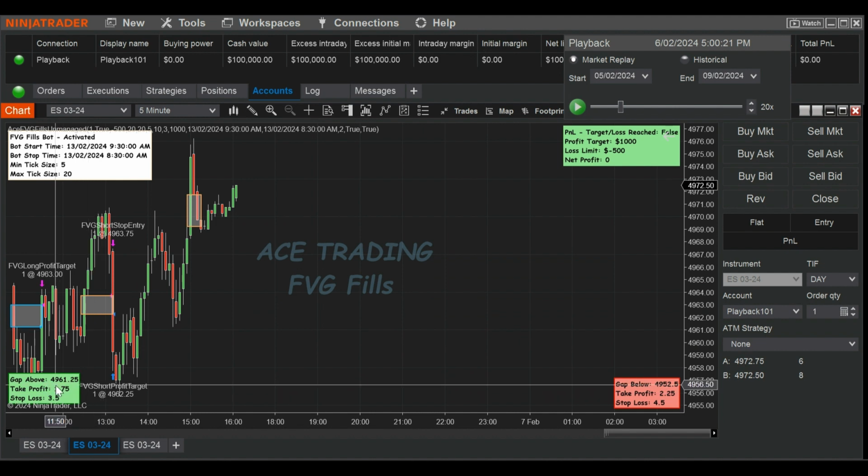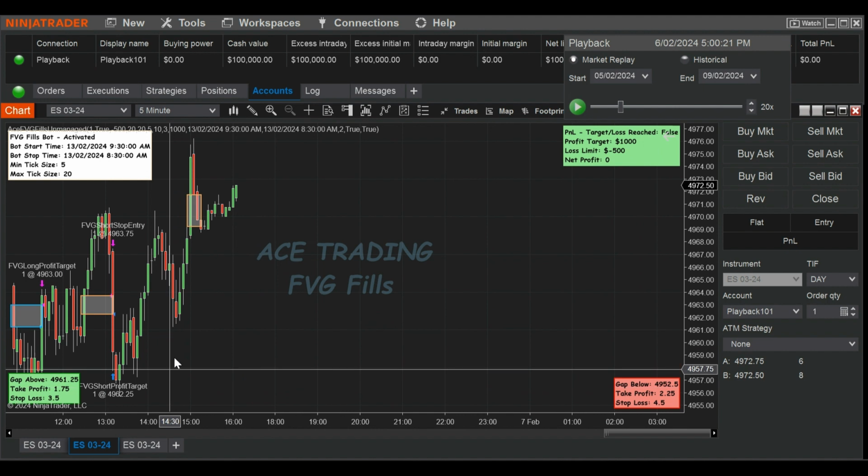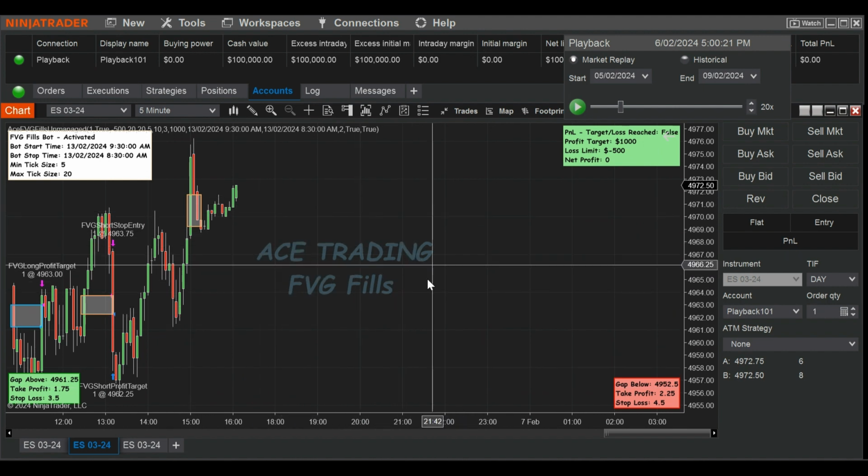Down the bottom here, when a new gap is formed, it will tell us the one above and the one below. So you're able to place manual trades if needed, and you're able to use other indicators to help you with those manual trades.